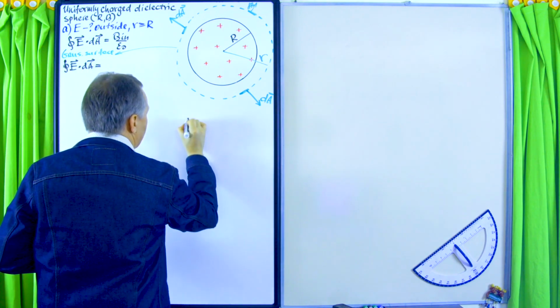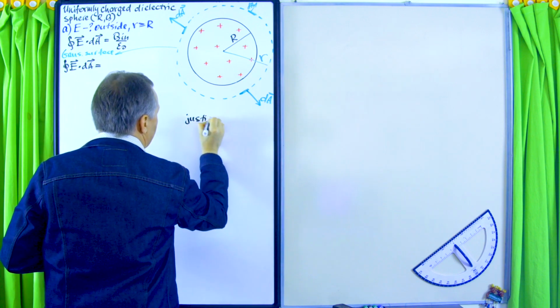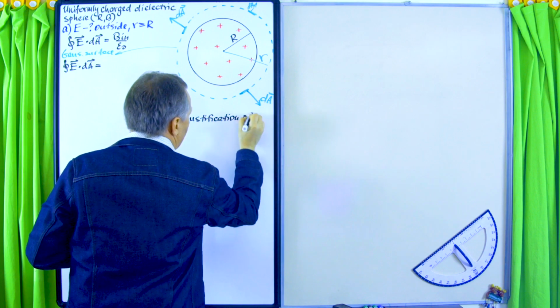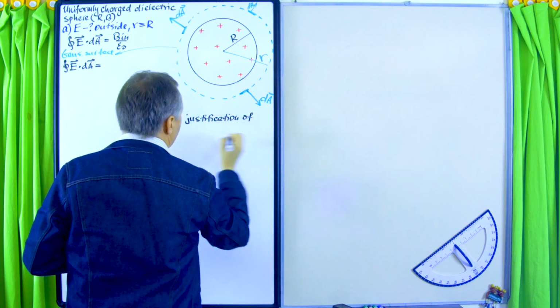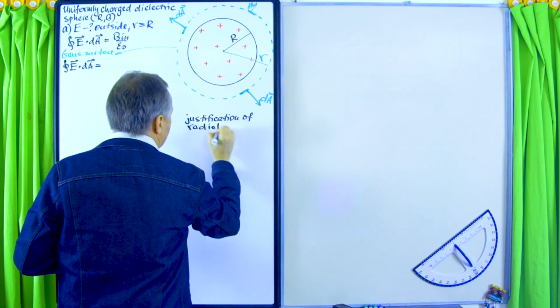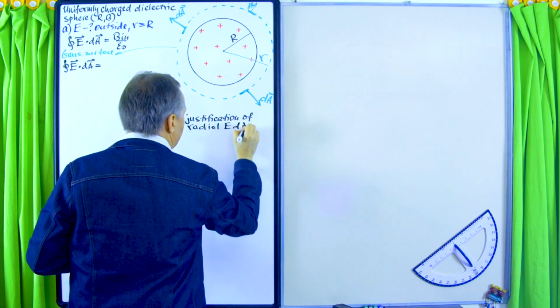All right, so let me write: justification of radial E direction.